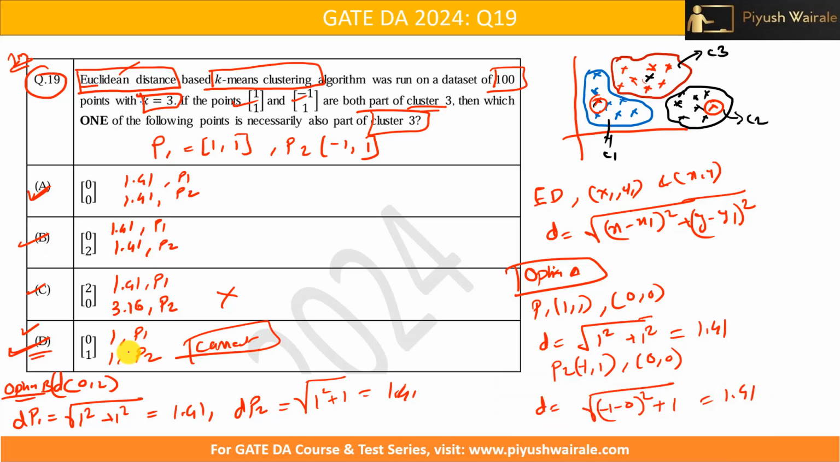So that's it from this particular video. I hope you understand the video solution of this particular question. We just need to find the distance between this point and these 2 points for every option, and see which point has the minimum distance from these 2 points. Then I can say that this point is nearer to these 2 points, so it belongs to one cluster.